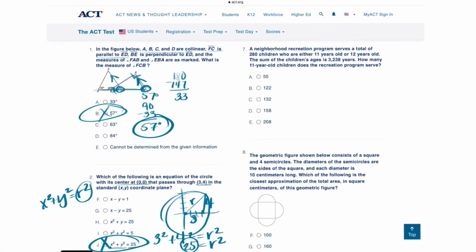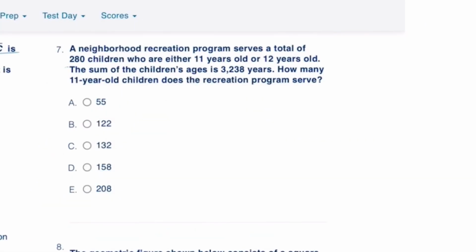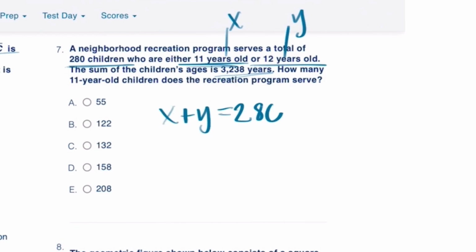Moving on to finally an algebra problem, number 7. They tell us 280 children are either 11 or 12, and if you were to add up all of their ages, we'd get 3,238. So starting off, let's get our variables. 11-year-olds are x, 12-year-olds are y. We know together there's going to be 280 of them.